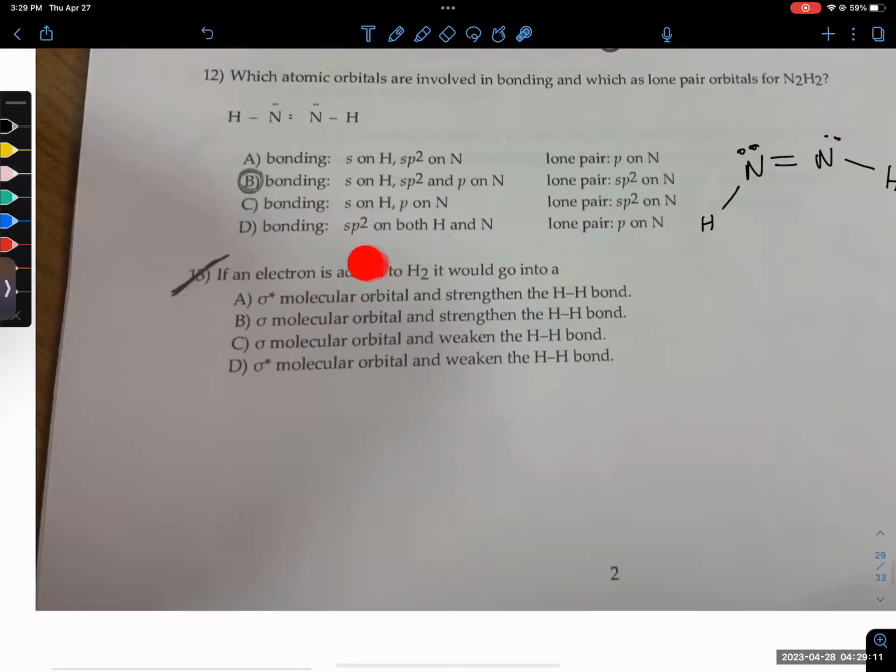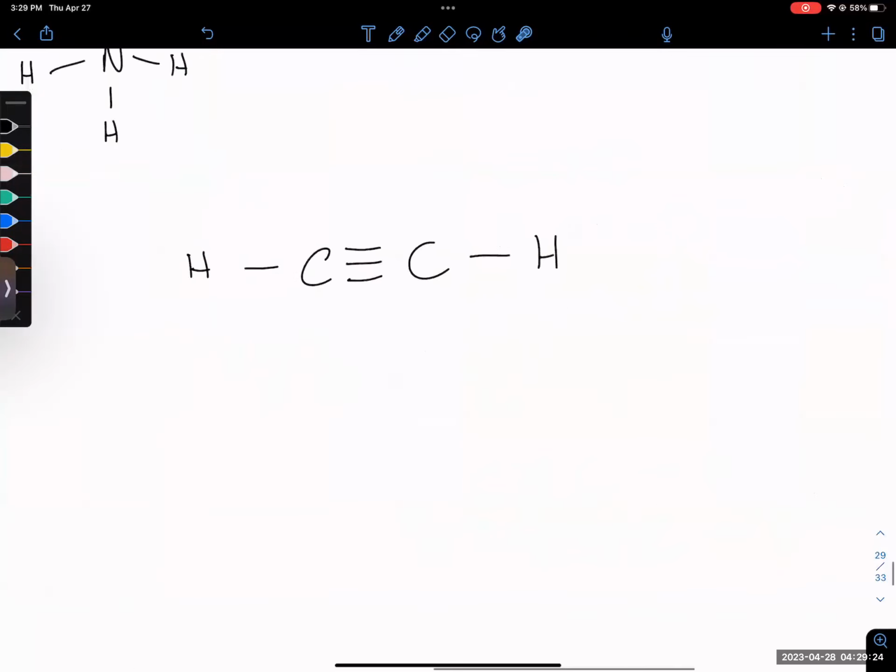You can cross out D. Anytime you see something that says sp, sp2, or sp3 for hydrogen, you can cross it out because hydrogen doesn't hybridize. Where were we?